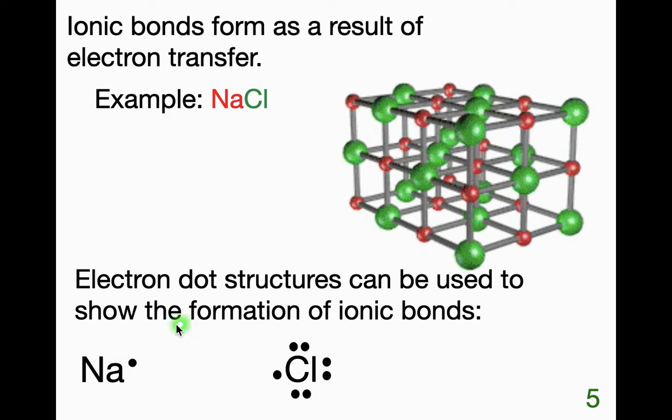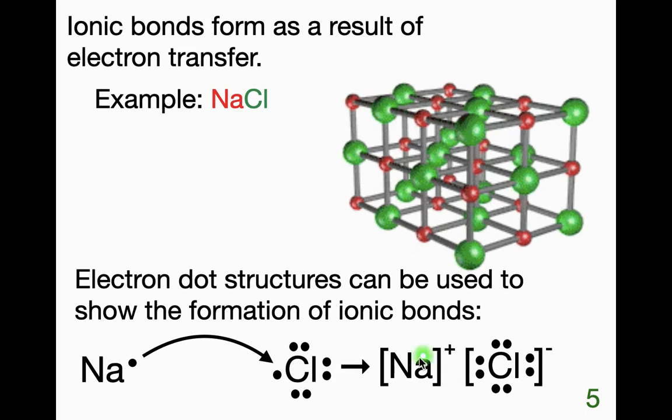Remember the octet rule. So if sodium loses an electron, it'll have the configuration of neon, a noble gas. If chlorine gains an electron, it'll have the configuration of argon, a noble gas. So electrons transfer, and this results in the sodium ion and the chloride ion.